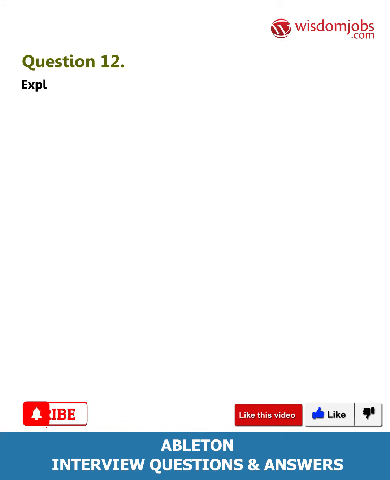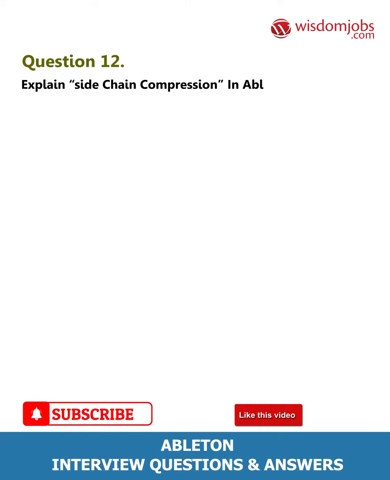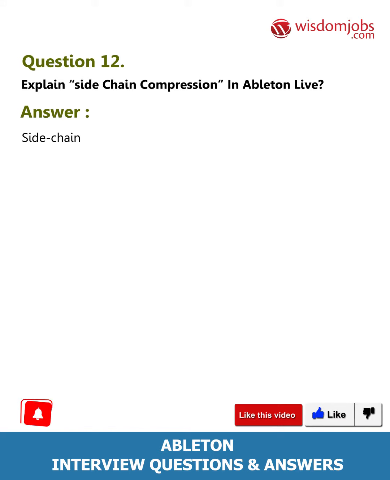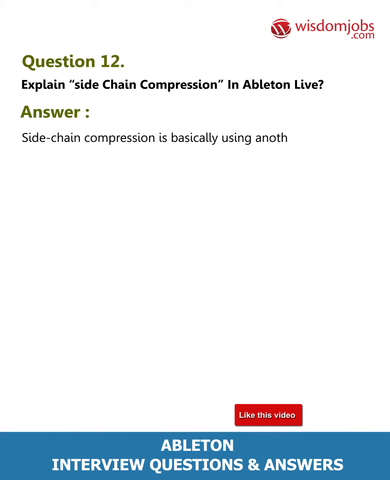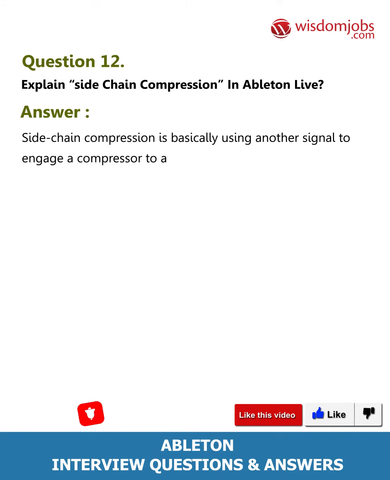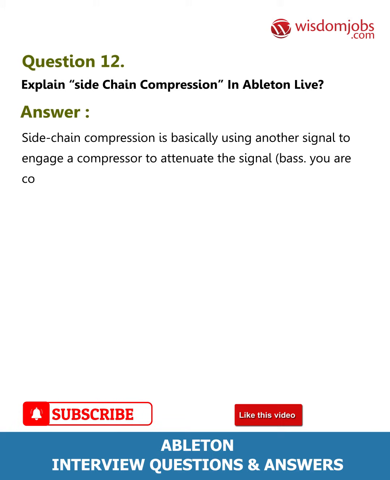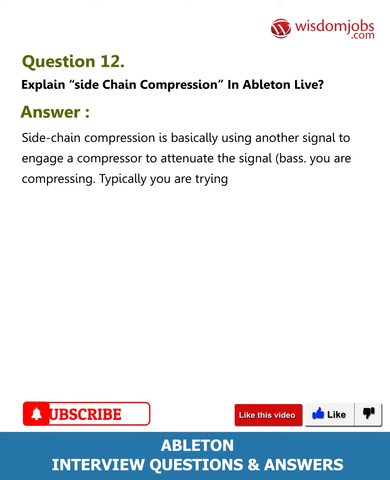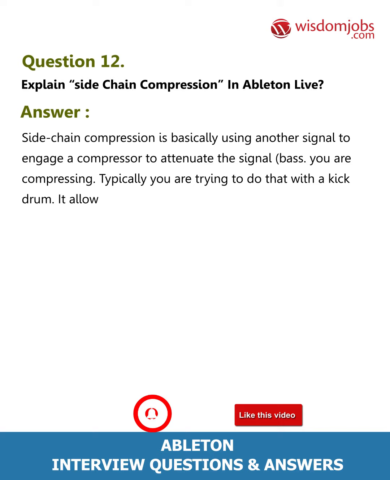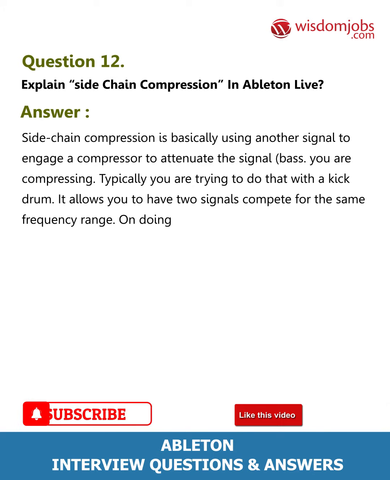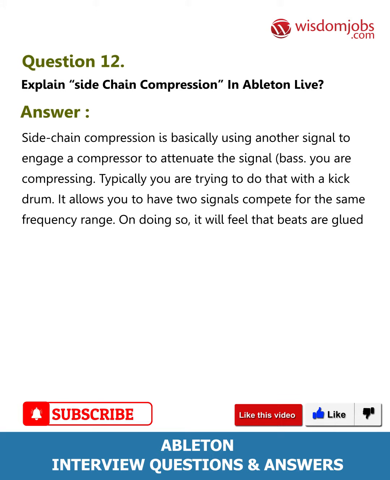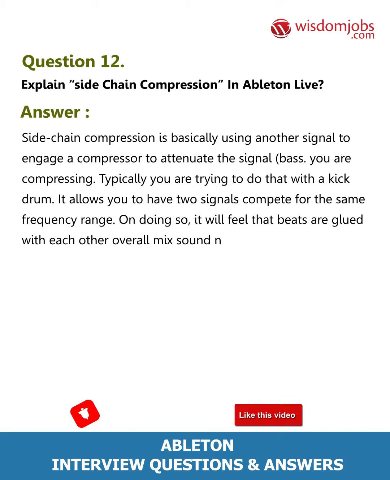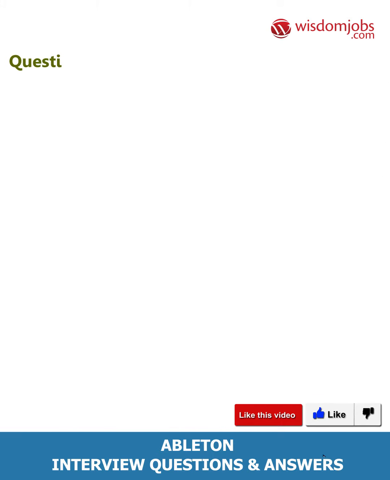Question 12. Explain sidechain compression in Ableton Live. Answer. Sidechain compression is basically using another signal to engage a compressor to attenuate the signal, bass, you are compressing. Typically you are trying to do that with a kick drum. It allows you to have two signals compete for the same frequency range. On doing so, it will feel that beats are glued with each other. Overall mix sound nice.